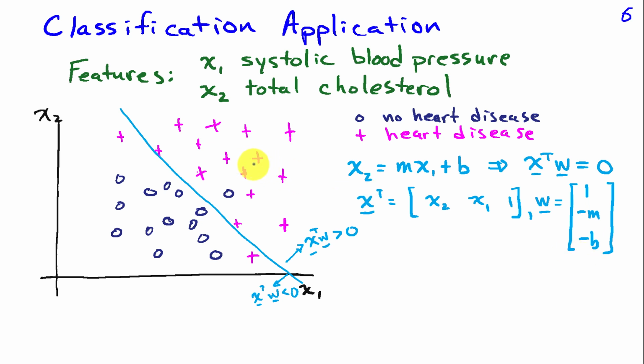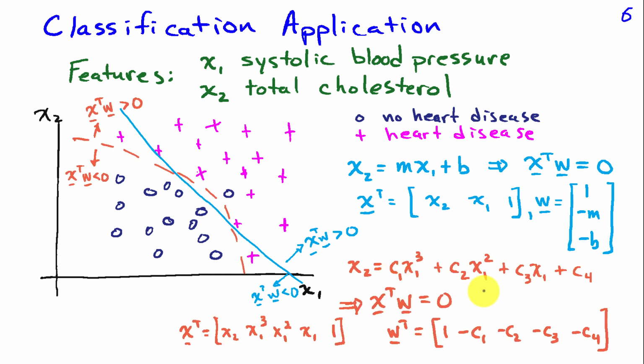Now maybe you look at this and you say, well, I don't think that a line is maybe the best boundary here. It looks like there's some kind of curvature here, that even if you have low blood pressure but your cholesterol is really high, you might have heart disease. Or your cholesterol could be low but you still have really high blood pressure, and you're likely to have heart disease as well. And let's suppose we decide to use a third order polynomial.